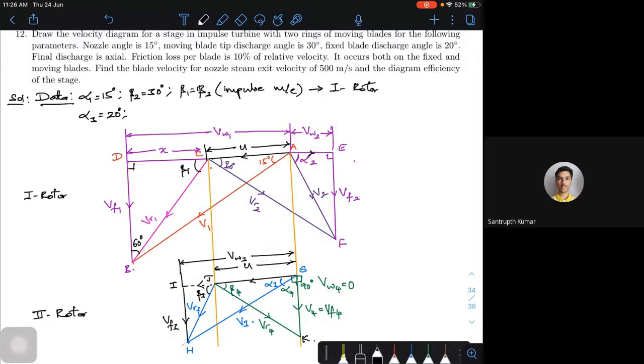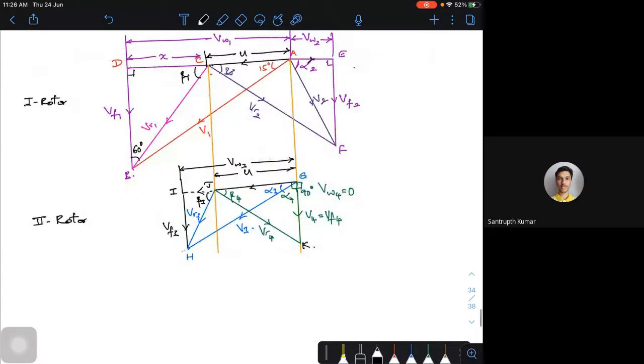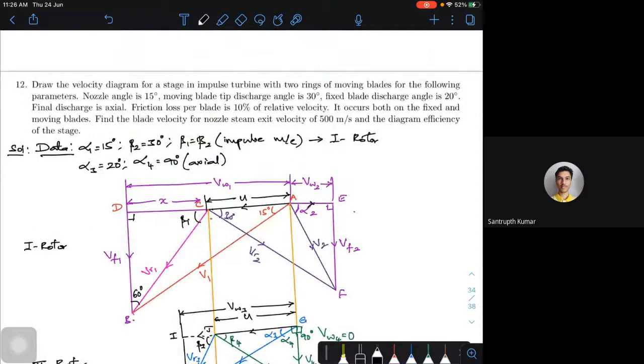Then further they are telling final discharge is axial. That means it is alpha 4 or something, it is exactly 90 degrees. That's the meaning of it. 90 degrees, that is axial. That is in the flow direction. Then they given some friction fraction is 10% of it. So it is 1 minus 0.1, that is 0.9 is the friction coefficient.